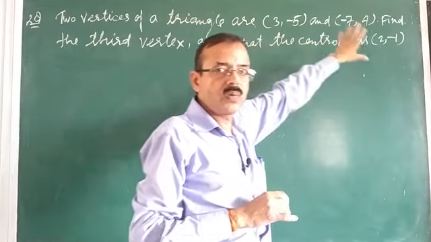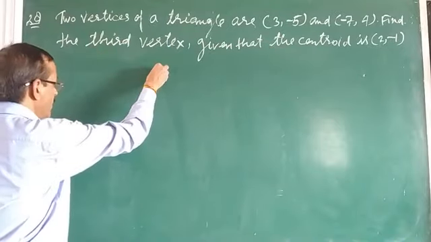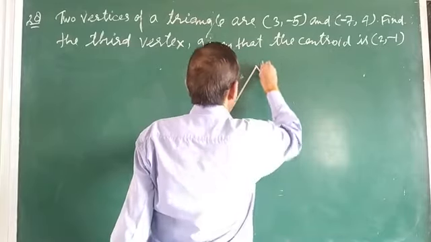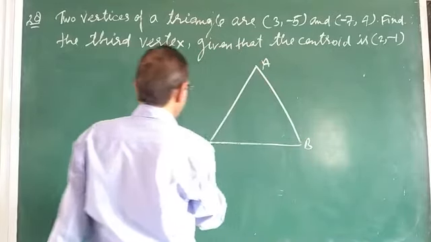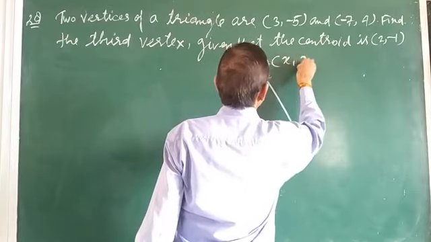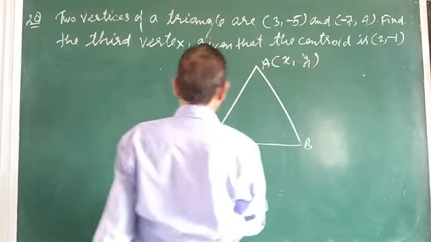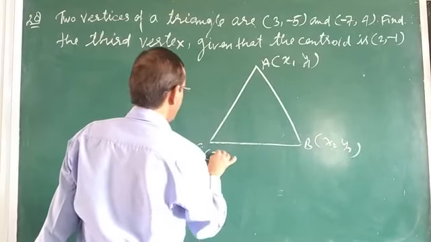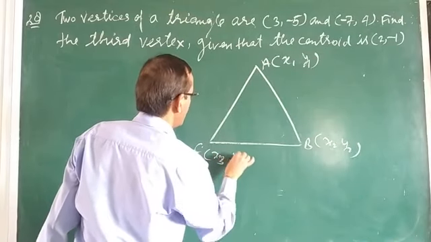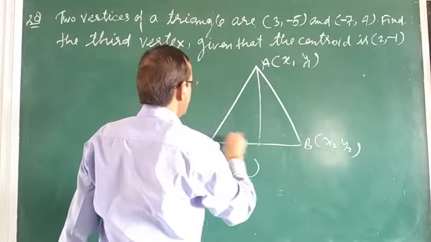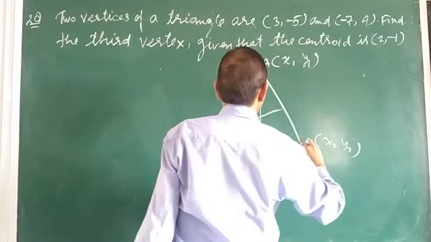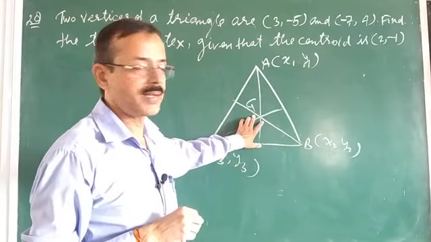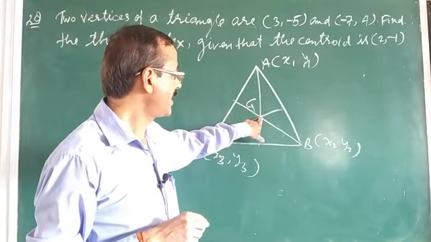So one formula I taught is for the centroid, as you know. Take triangle ABC with coordinates (x1, y1), (x2, y2) and (x3, y3). The centroid is the point at which the medians of the triangle intersect. So this point is the centroid.